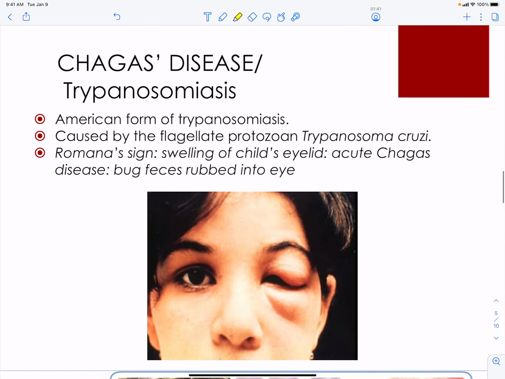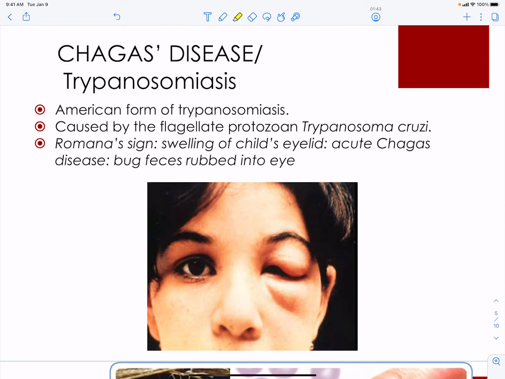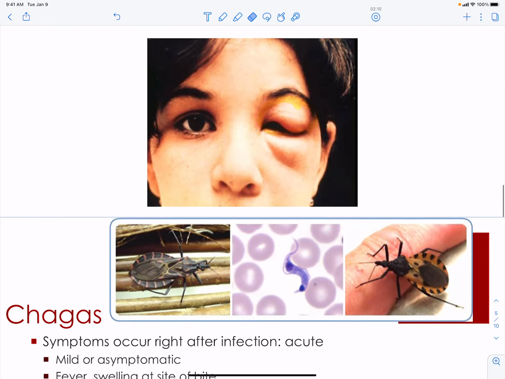Now, another disease is Chagas disease, or trypanosomiasis. This is the American form of trypanosomiasis caused by Trypanosoma cruzi. This has the Romana sign, which is a swelling of the eyelid. Acute Chagas disease is transmitted through bug feces, and typically children will rub their eyes and introduce the bug feces containing the actual parasite into the eye.